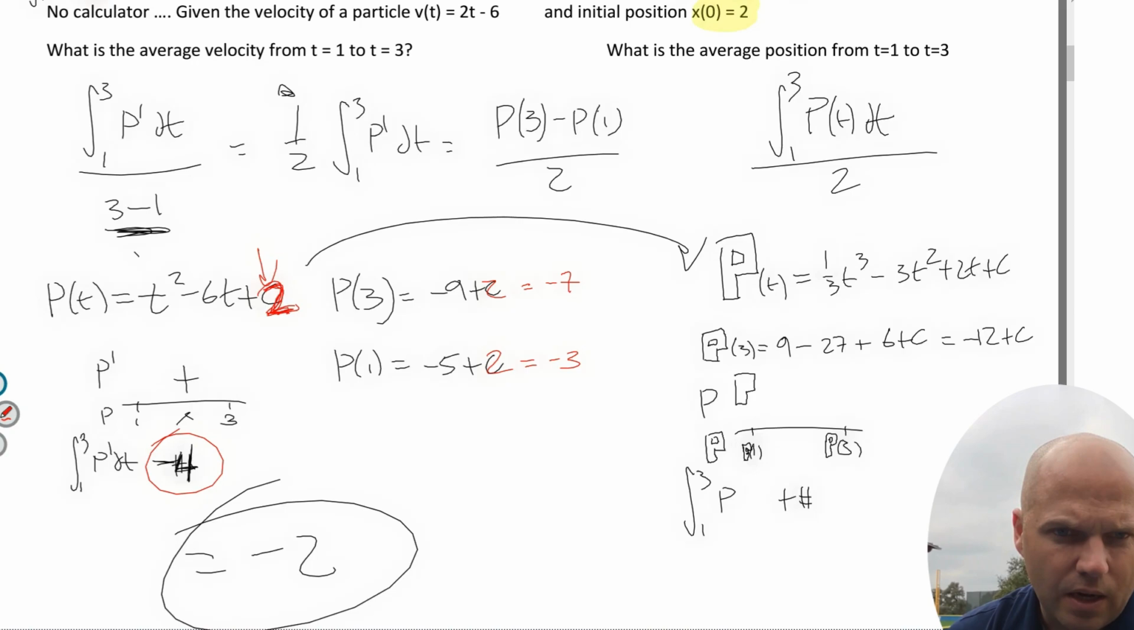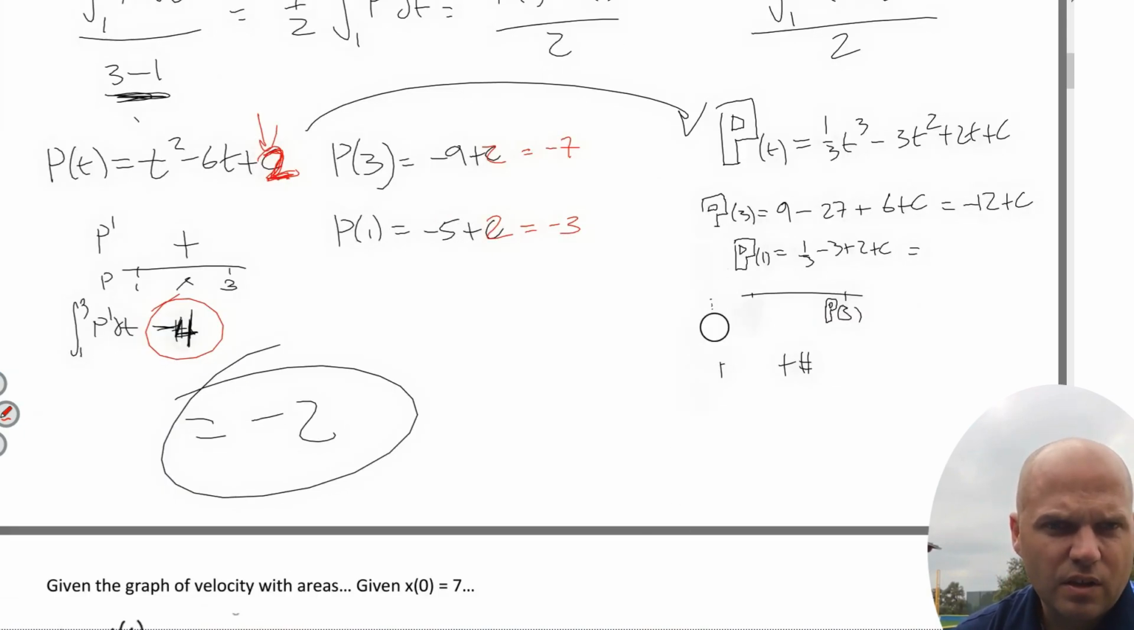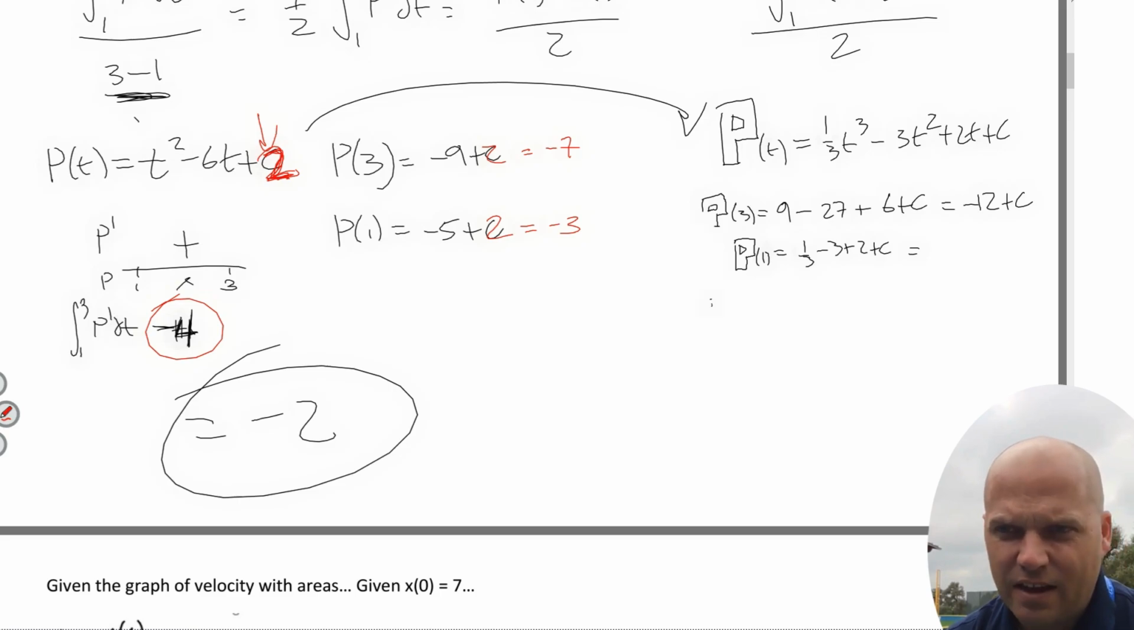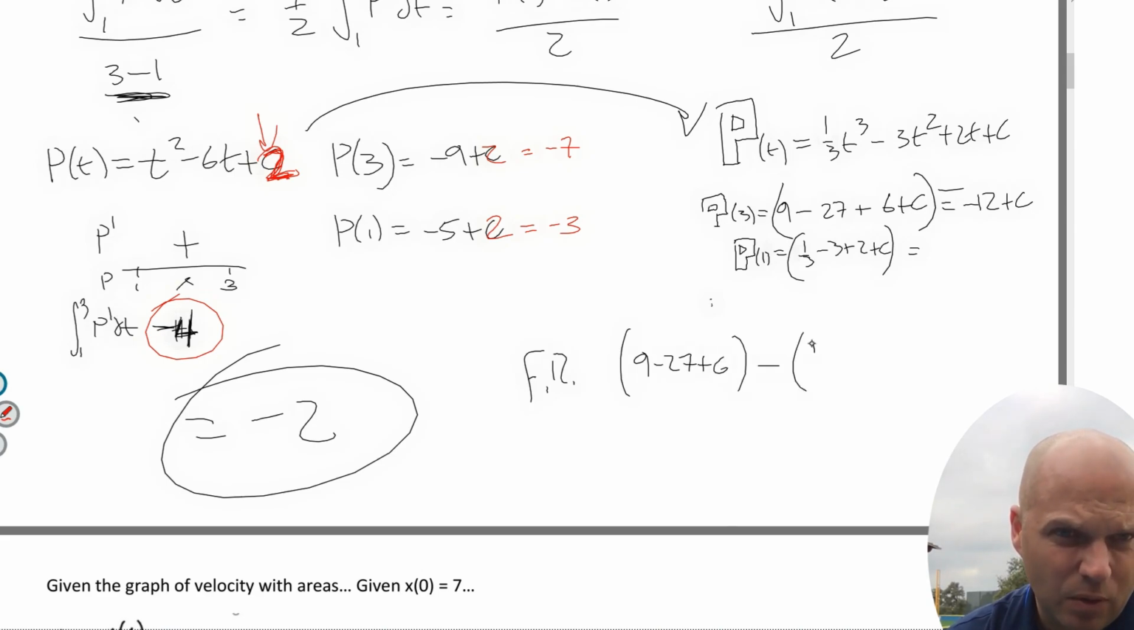And then I got big P of 1, which is 1/3 minus 3 plus 2 plus C. And this is where, hey, free response, guys, it's a beautiful thing. If you want to write down your answer, you could literally just say this minus this divided by 2. I would not include the plus C's. I would kind of know that they would go away.